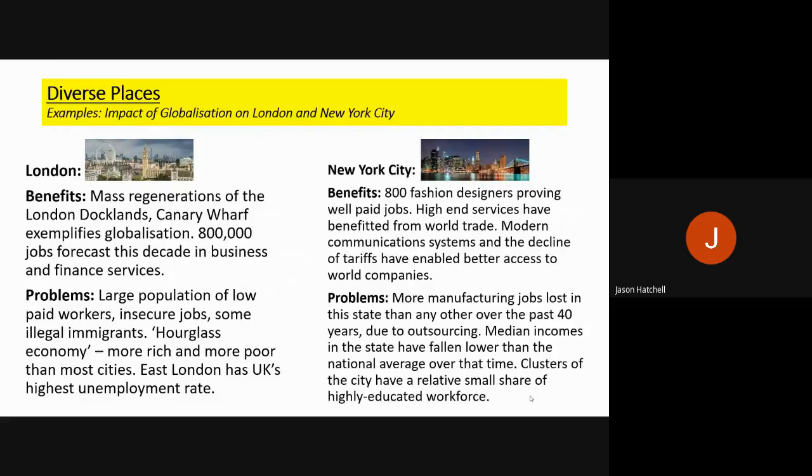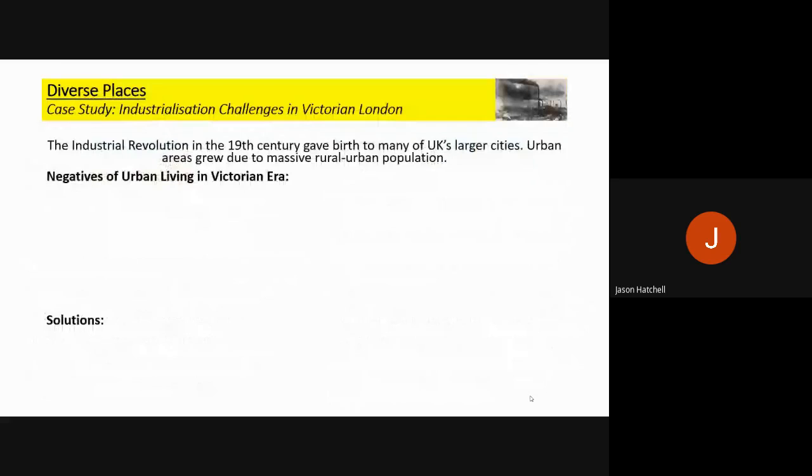The next case study was of industrialization challenges in Victorian London. So the Industrial Revolution in the 19th century gave birth to many of the UK's larger cities. Urban areas grew due to massive rural-urban migration. And that's still happening today.